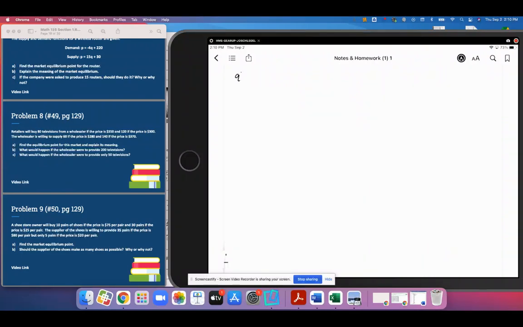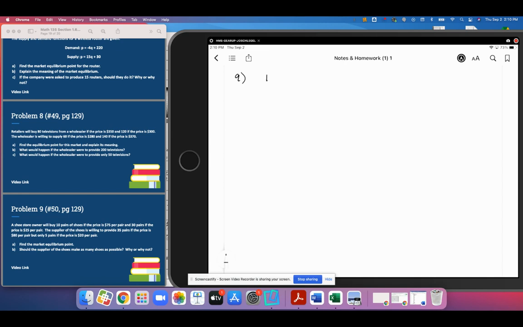Here with the last one for this section, number 9. A shoe store owner will buy 10 pairs of shoes if the price is $75 per pair and 30 if the price is $25 per pair. The supplier of the shoes is willing to provide 35 at 80 and 5 at 20. We're looking for the market equilibrium and answering the question, should the supplier of the shoes make as many shoes as possible? Why or why not? Let's get right into this, everyone.